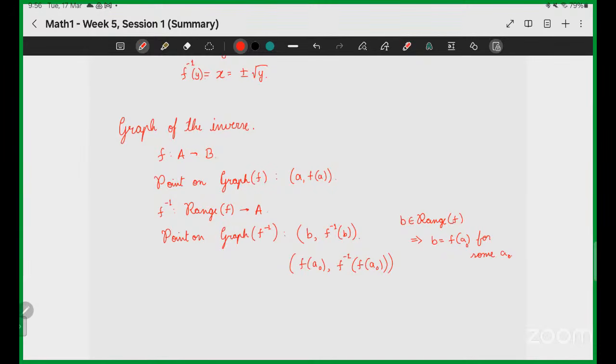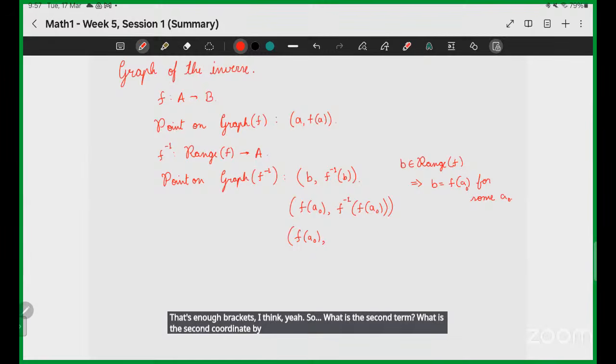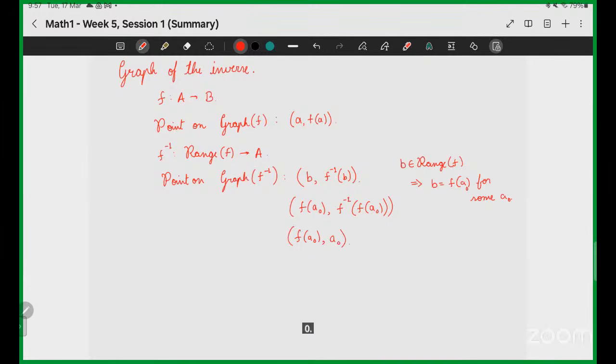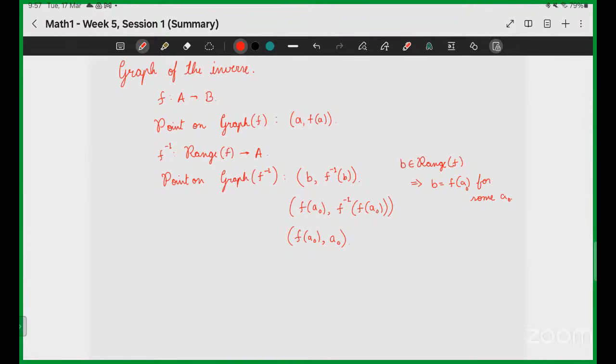Yeah. So what is the second coordinate? By definition, a naught. Right. So if a comma f of a is a point on the graph, then f of a comma a is a point on the graph of the inverse function.